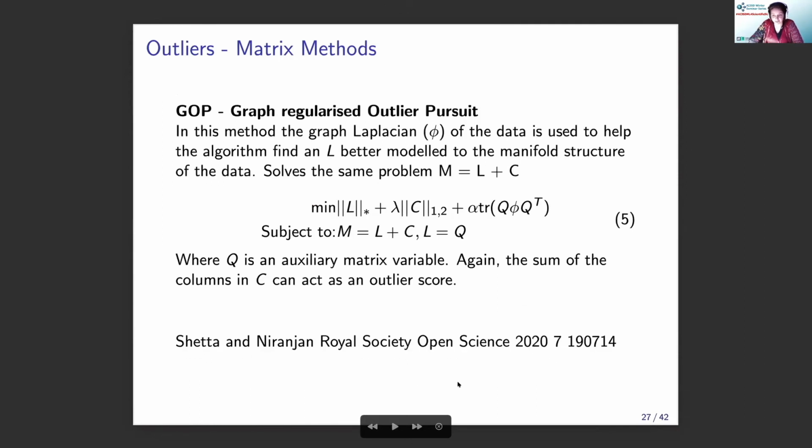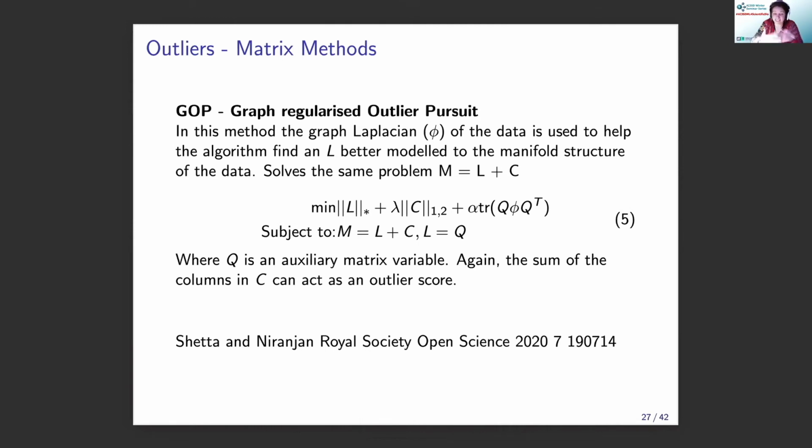Now, much more recently, in the last couple of years, graph regularized outlier pursuit has been used rather successfully on some biological data. In this method, the graph Laplacian of the data is used to help the algorithm find a lower rank matrix better modeled to the lower dimensional manifold structure of the data.